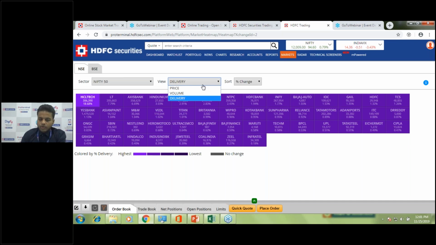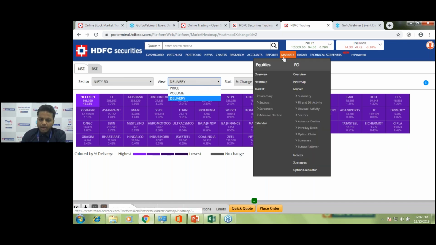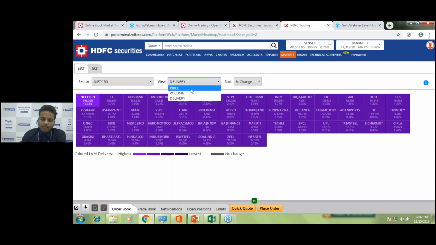So this is again one of the features of the market heat map in the ProTerminal market section. You have to go to the market, select heat map, and you can just select delivery instead of price, and you will get a live update of what delivery buying is going on in a particular stock. Again, this analysis will be more useful if you do it on an EOD basis, to check at EOD which stock has the maximum delivery buying compared to others.